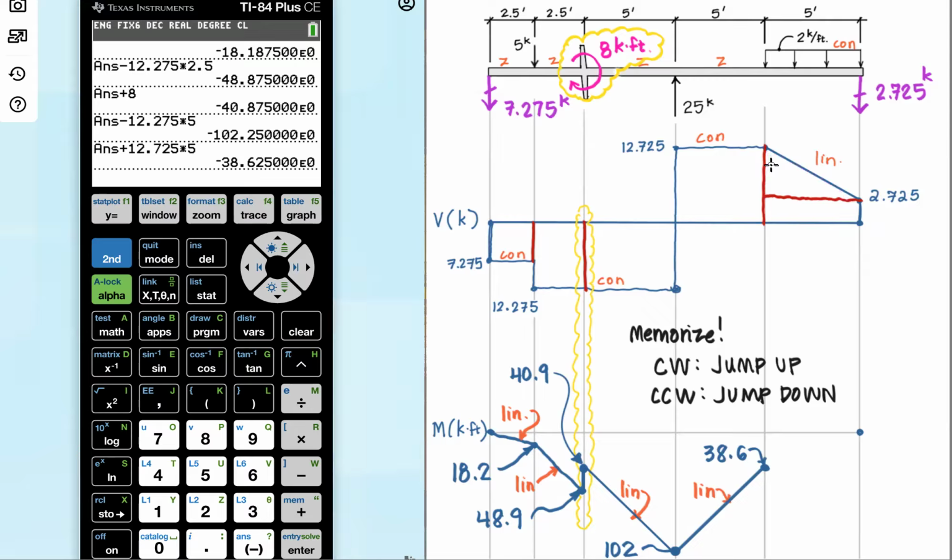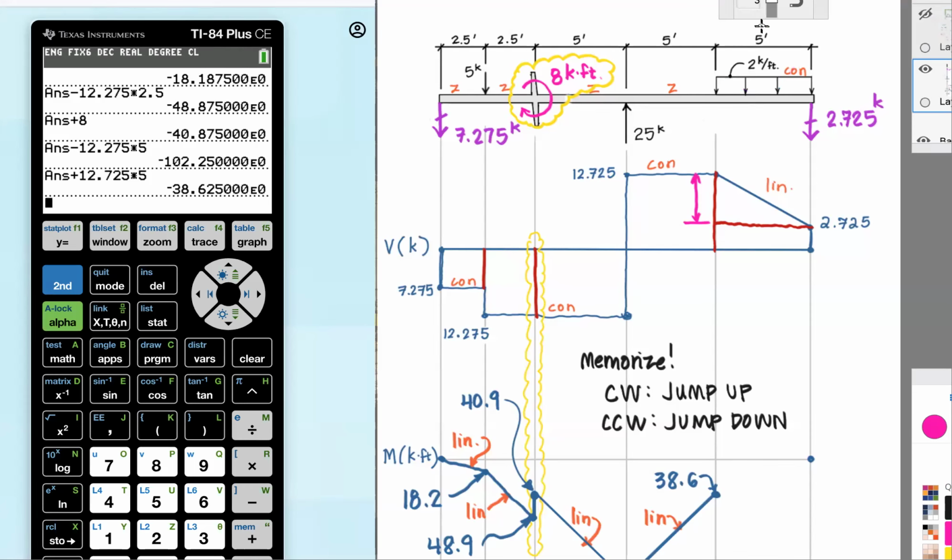And I could either use the formula for a trapezoid, which is multiply the average height by the base. But I'm going to simplify my calculator calculation. So I'm going to add the rectangle, and then I'm going to add the triangle. I'm going to remember that this change from here to here was equal to 5 times 2. So there is my 10 kips of change, and use that for that triangular area. All right, let's go ahead and do it.